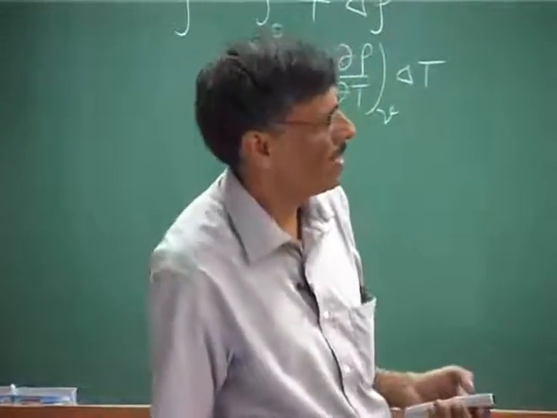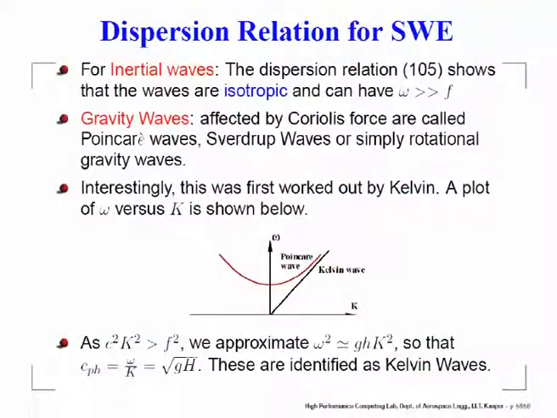So we can look at some of the beautiful aspects of the shallow water wave equation. If we are looking at inertial waves, we also notice that the waves are isotropic. You cannot distinguish between x and y direction, right. And for those cases we know omega is going to be large, because omega is equal to the square root of f squared plus c squared k squared. So, omega is usually large.